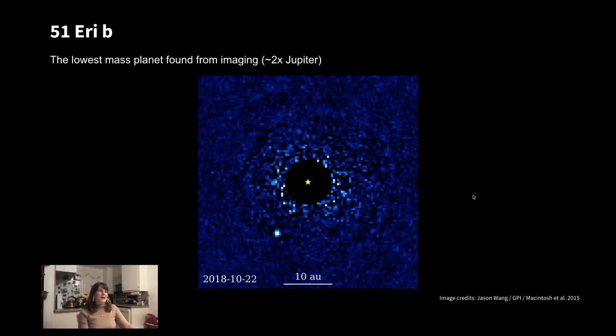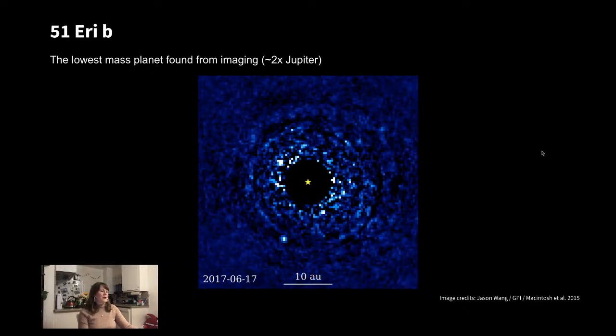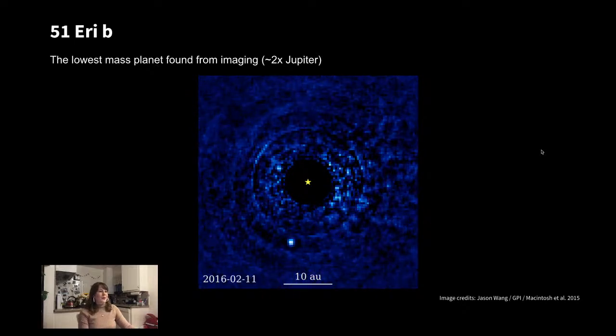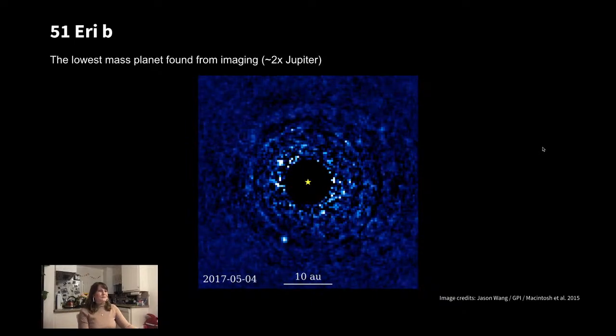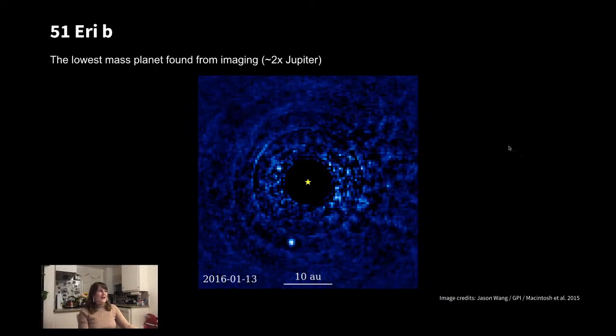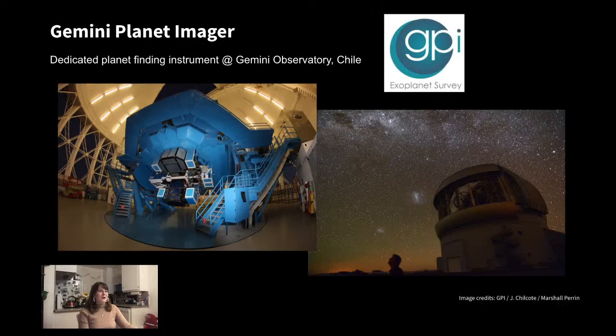So this is an image taken with an instrument called the Gemini Planet Imager, which my research group here at UCLA with Professor Mike Fitzgerald actually works on. So this is the Gemini Planet Imager. So it's in Chile. And it's this instrument here in the bottom of the telescope, and there's a picture of the telescope itself. So as we go through these different observations, I thought it'd be really neat to actually show the different telescopes that have found them. So 51 Eri B, that image was from the Gemini Planet Imager.